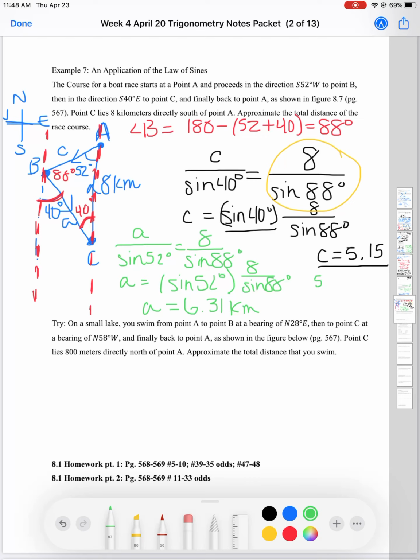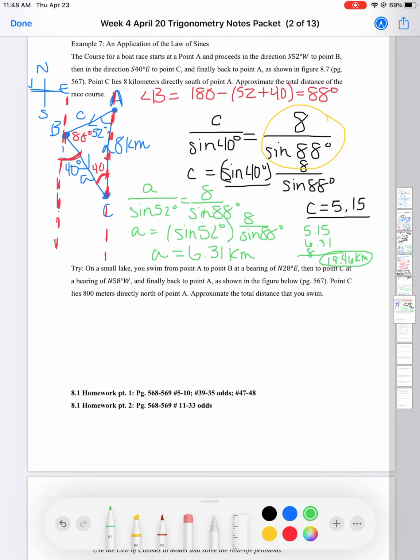Okay, so it wanted total distance, so we would add 5.15, 6.31, and 8, and we would get that the total distance is 19.46 kilometers, which is the total distance of the race.